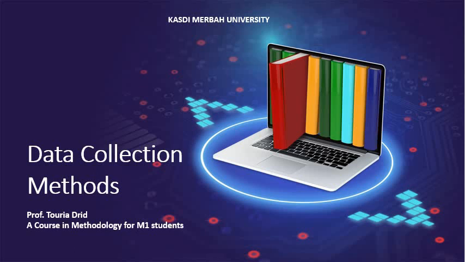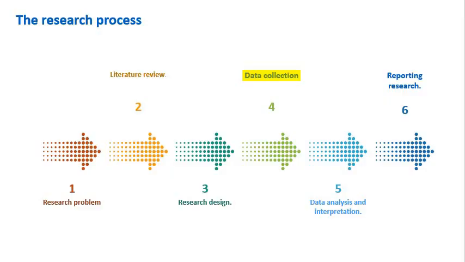Data collection methods. This lesson is about data collection methods, which is a new stage in the research process. We all know that the research process is cyclical in nature. It begins with the identification of a research problem. This is to be followed by the literature review. Once this is done, the researcher will make a research design. At the level of research design, a number of decisions are taken. Some are conceptual and some are technical.